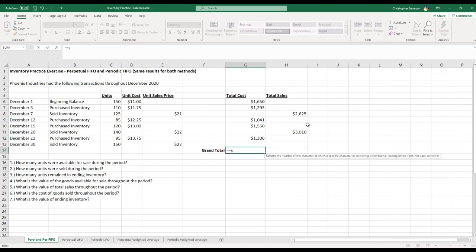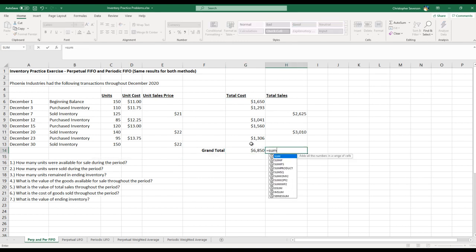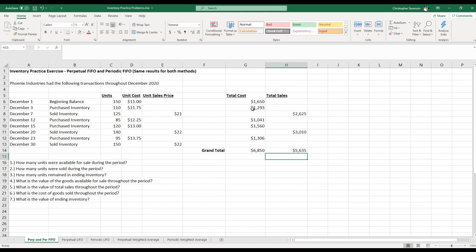I'm just going to create a quick grand total here. Oops, I entered two equal signs there. This is just so we know what's going on here. The company had total cost of inventory of $68.50, and they didn't sell all their units, but the sales price of the units they did sell amounted to $56.35. So those are just some check figures we'll use later on.